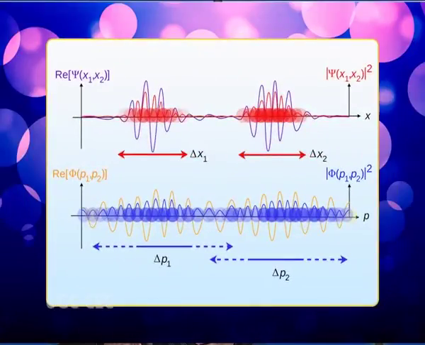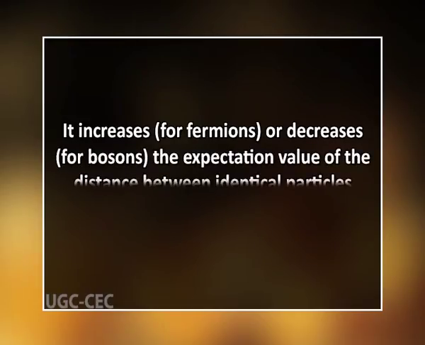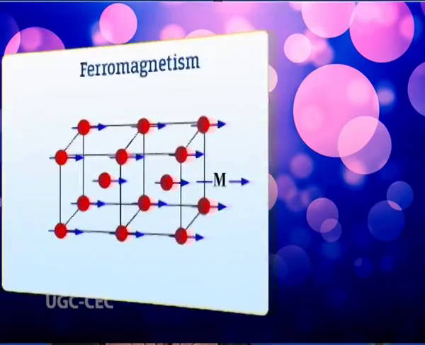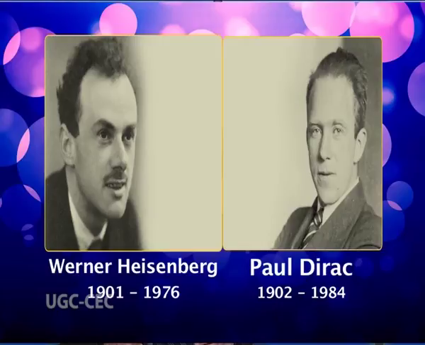The exchange interaction alters the expectation value of the distance when the wave functions of two or more indistinguishable particles overlap. It increases for fermions or decreases for bosons the expectation value of the distance between identical particles. Among other consequences, the exchange interaction is responsible for ferromagnetism and for the volume of matter. It has no classical analogy. Exchange interaction effects were discovered independently by physicists Werner Heisenberg and Paul Dirac in 1926.